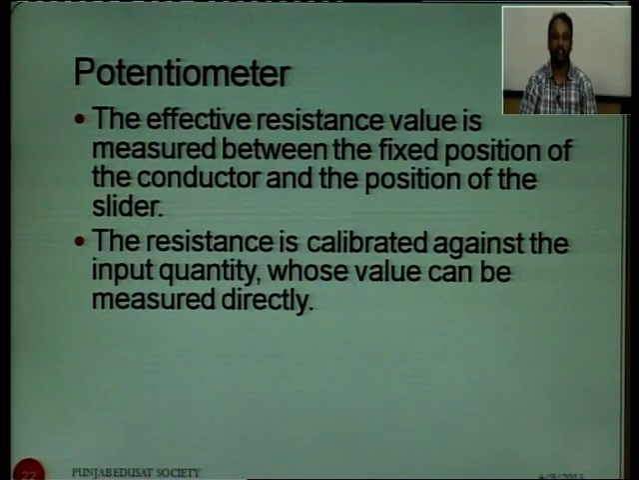The effective resistance value is measured between the fixed position of the conductor and the position of the slider. The resistance is calibrated against the input quantity, whose value can be measured directly. So, the new value of resistance between the fixed position of the conductor and the sliding position gives the effective resistance, and this resistance is calibrated against the input quantity which we want to measure.